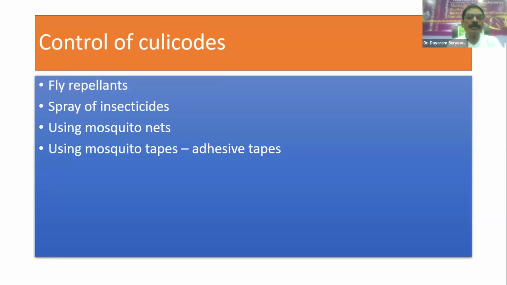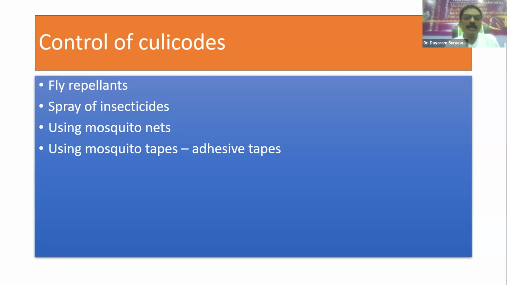Control of Culicoides. Here we have to use fly repellents, spray insecticides, use mosquito nets, and use mosquito tapes. Adhesive tapes are there, and the mosquitoes adhere to those tapes and die. Many fly repellents are available commercially, but they are costly also. It is impossible to spray every day, every time, twice a day. It is highly impractical for farmers who are grazing their animals from one place to another. And insecticide spray is also dangerous to the animals as well as the environment.